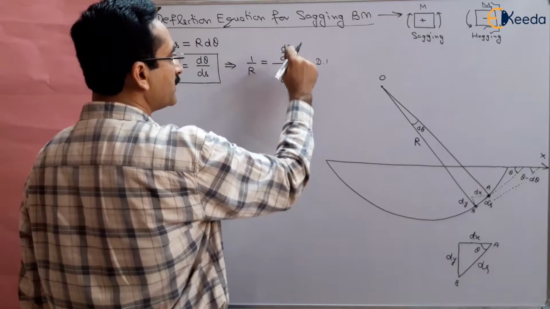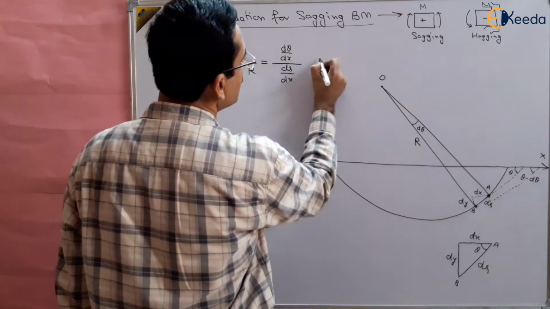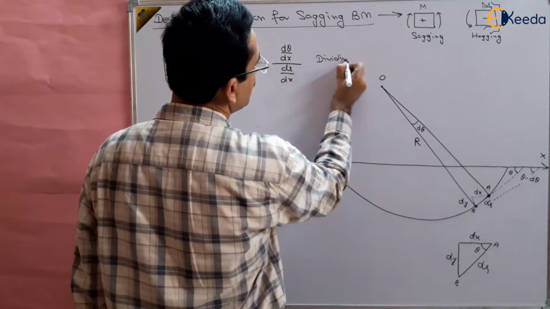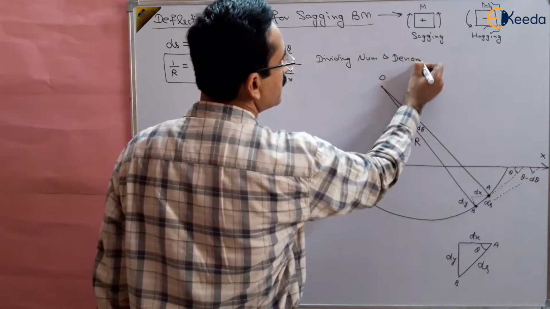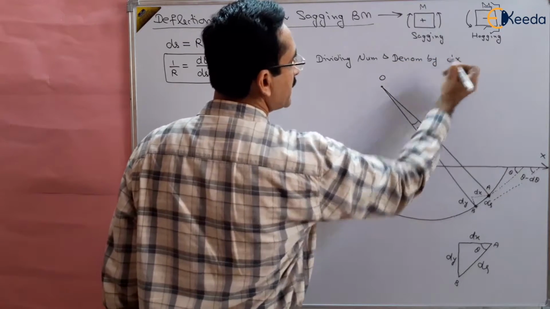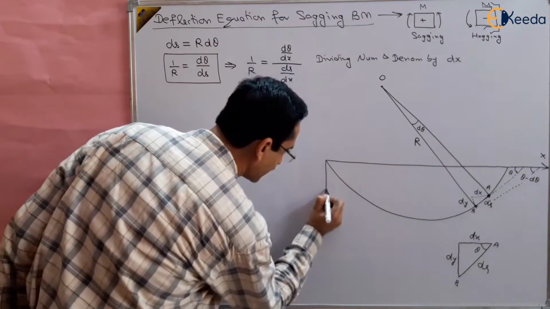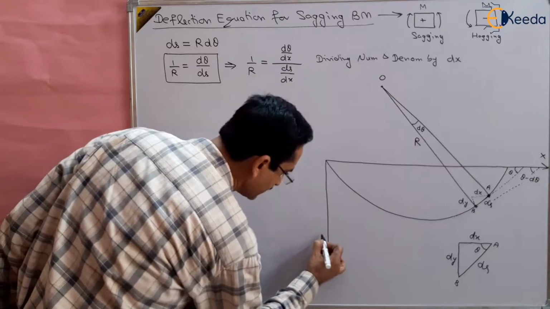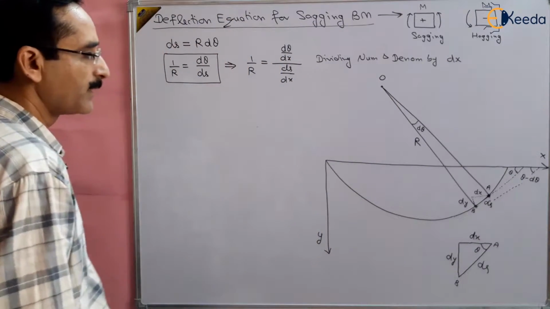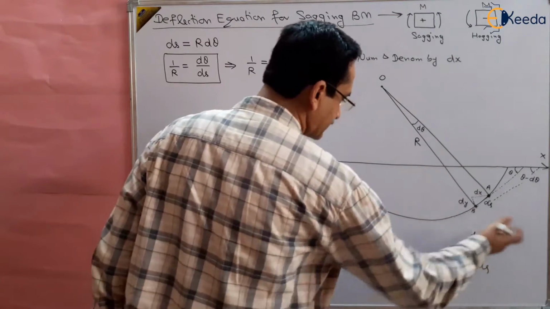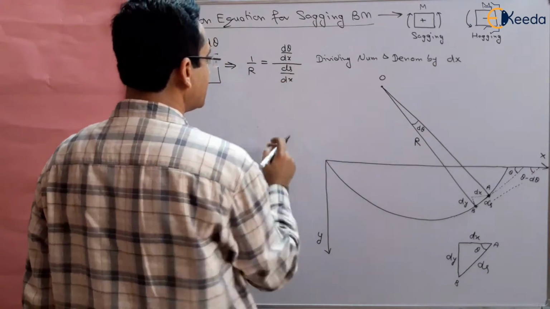What we have done is dividing the numerator and denominator by dx, right? So this is our y angle and this is x. In this direction we are taking y, and in this direction x, right? So this is y and this is x. Dividing numerator and denominator by dx, what we are getting is ds by dx.